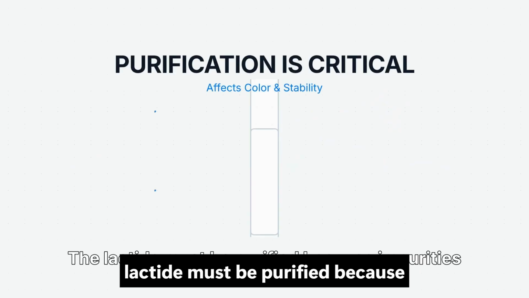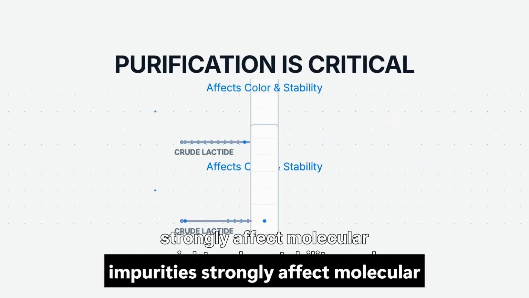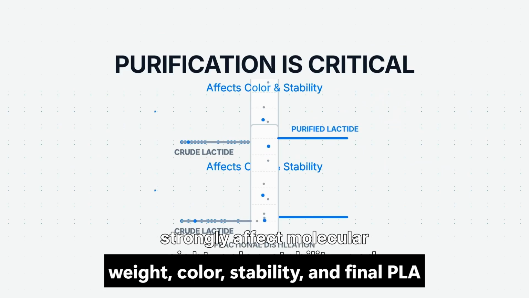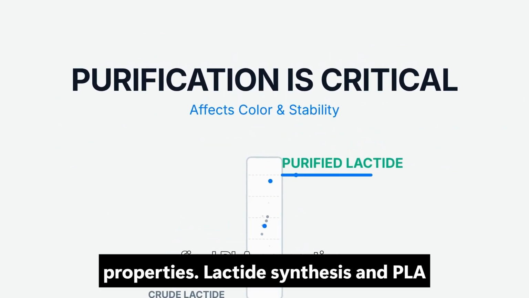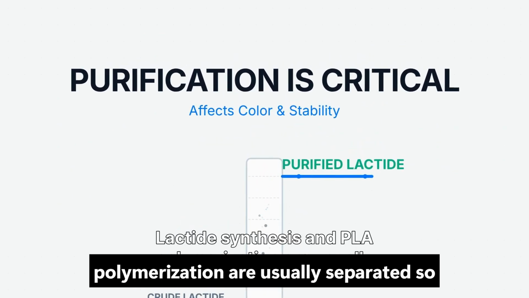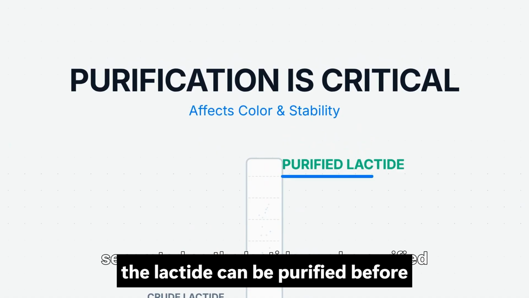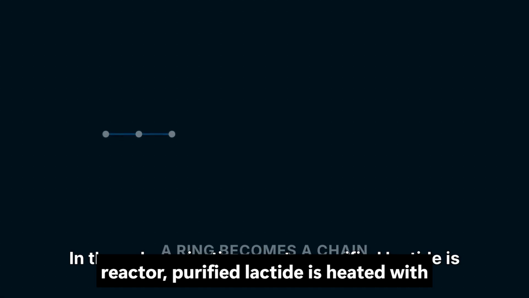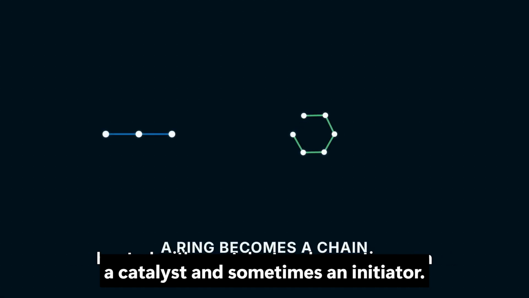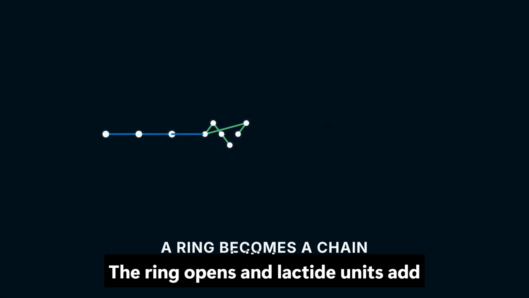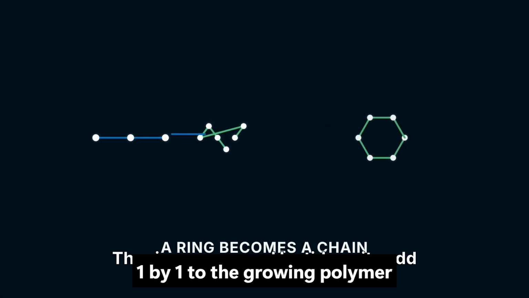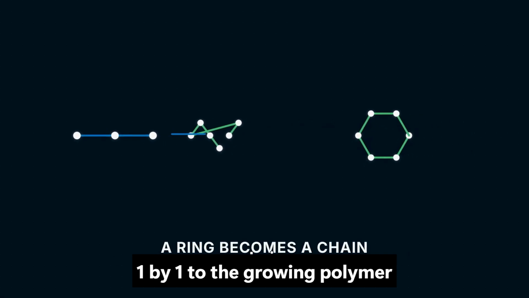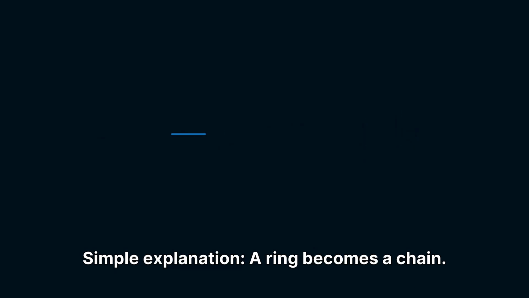The lactide must be purified because impurities strongly affect molecular weight, color, stability, and final PLA properties. Lactide synthesis and PLA polymerization are usually separated so the lactide can be purified before polymerization. In the polymerization reactor, purified lactide is heated with a catalyst and sometimes an initiator. The ring opens and lactide units add one by one to the growing polymer chain. Simple explanation: a ring becomes a chain.